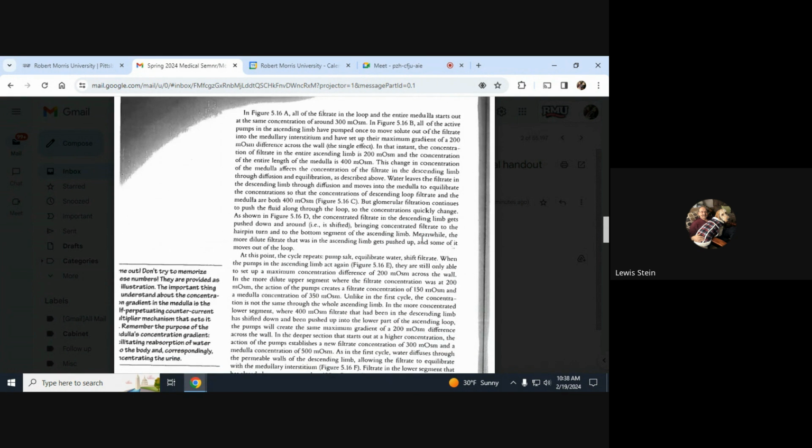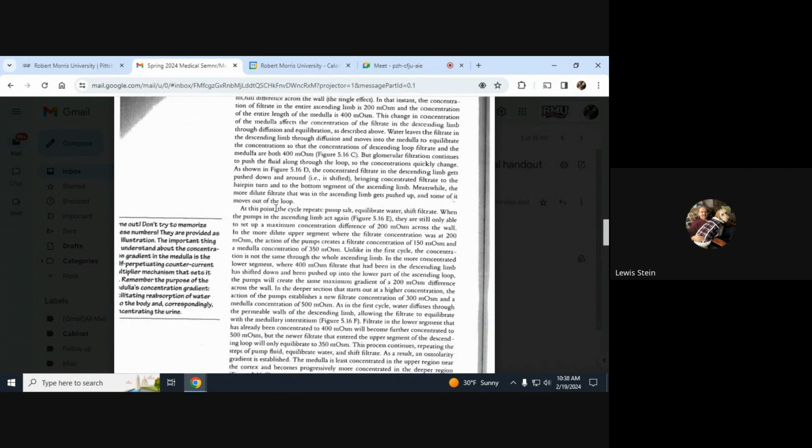And so this is just sort of summarizing this. Meanwhile, the more dilute filtrate in the ascending limb gets pushed up, and some of it moves out of the loop. And so it's just a continuing recycle. It's a very difficult concept to understand. It's just the idea that this is something that develops over time and then is continually reinforced every time urine goes through.